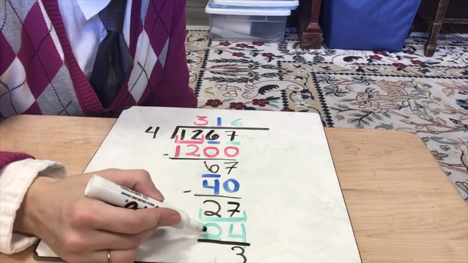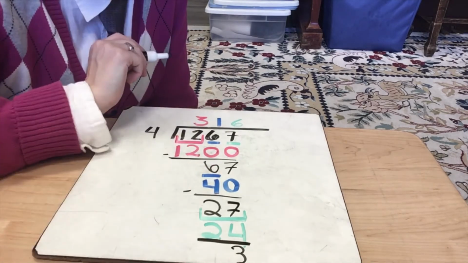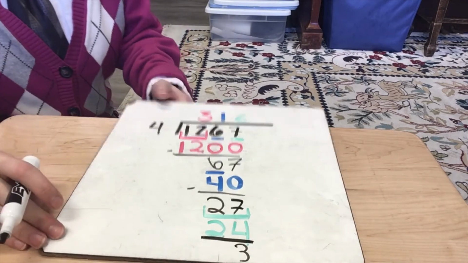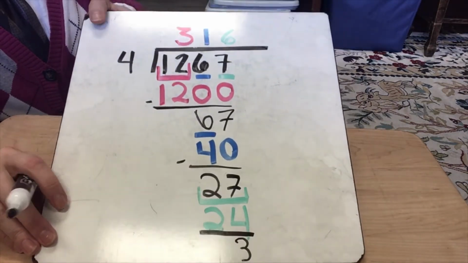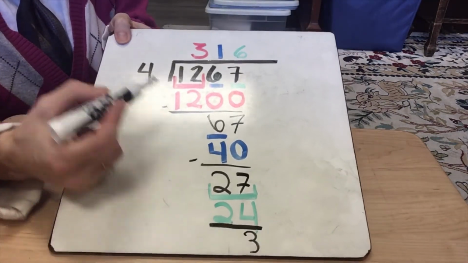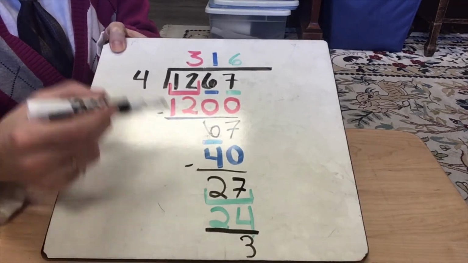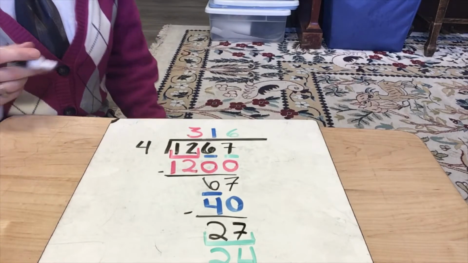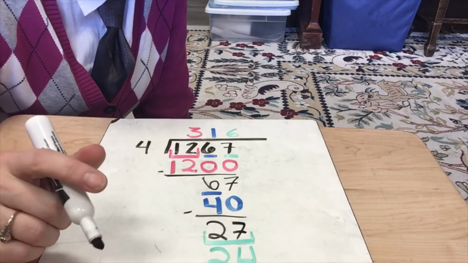I had 2, used up 2, I have none left. You should always find that your remainder is going to be smaller than your divisor. If your remainder is not smaller than your divisor, that means that you have more pieces that you can share.